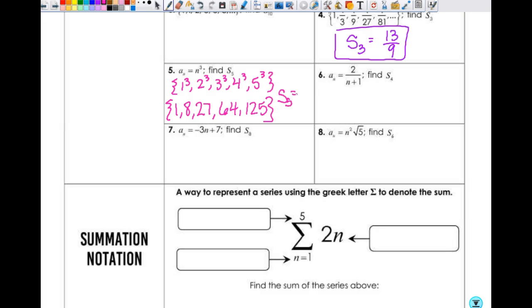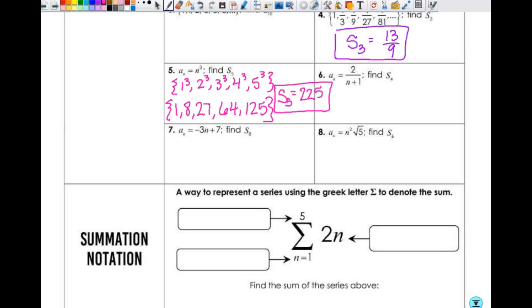No, you cannot. That's not a dumb question. That's a good question. Because of your exponents, you have to do the exponents before you add, the Please Excuse My Dear Aunt Sally. All right, so what do we get? 225. Good. All right, so y'all got the hang of that?